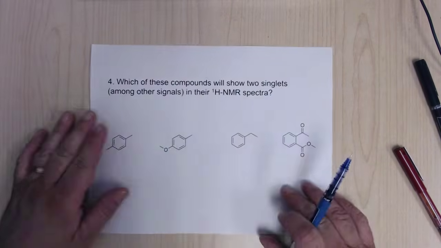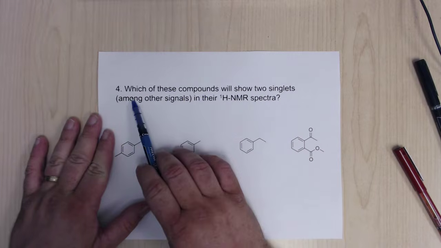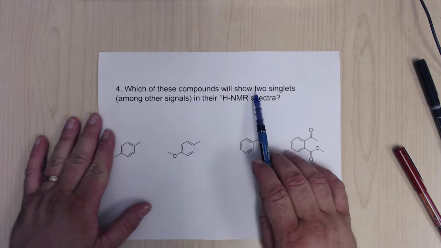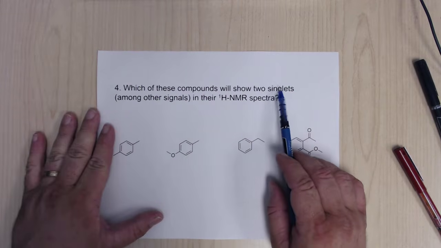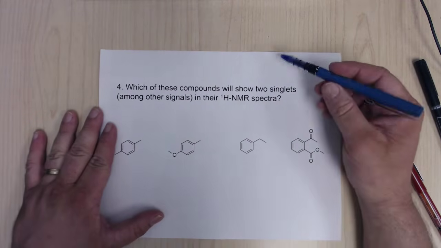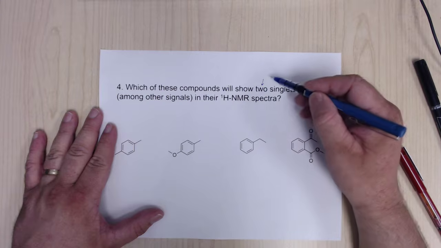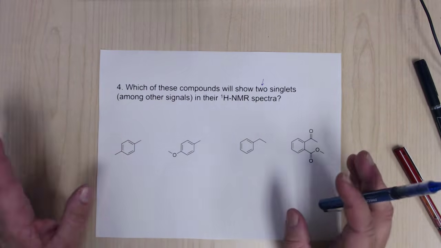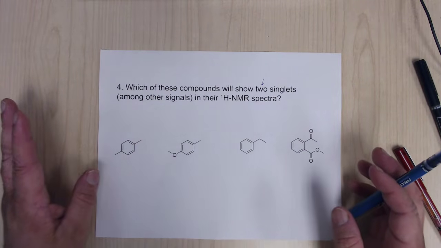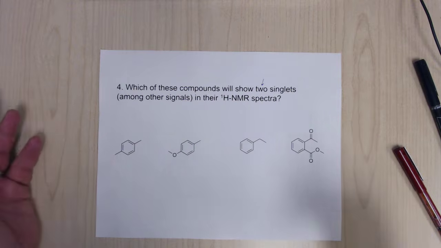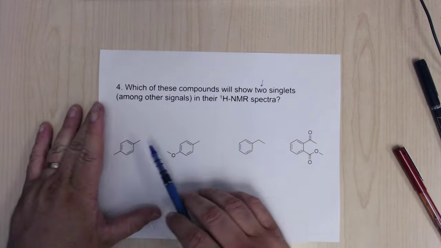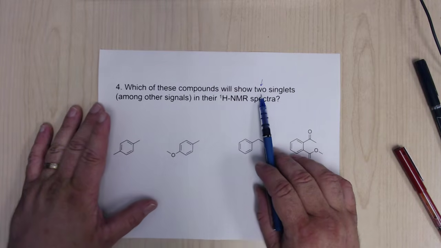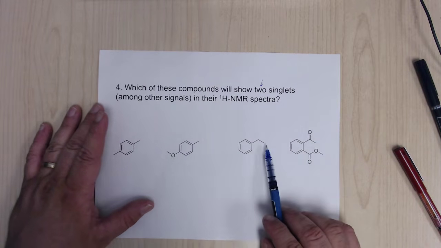Okay, so now for this one, which of these compounds would show two singlets? Since it's a benzene, you have to be careful, because what you're looking for is equivalence. So you can start by saying these really only have 2 equivalents. So you figure out how many there are.